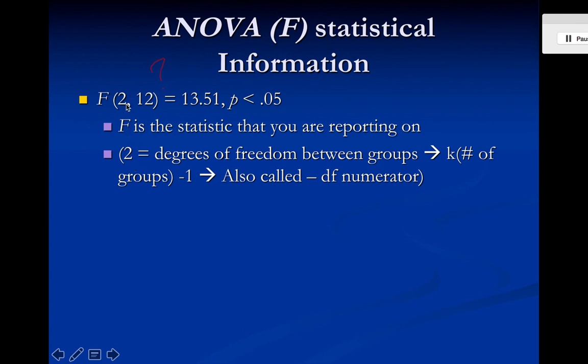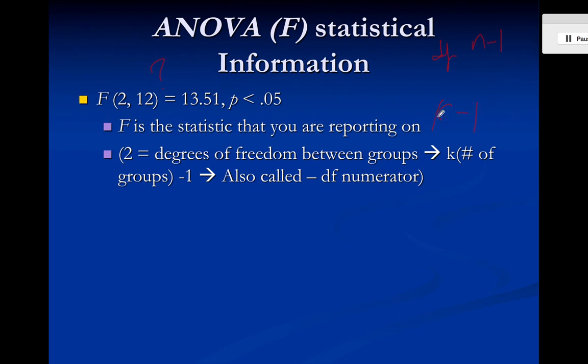The first value here that we have in parentheses is what we call degrees of freedom numerator, or also degrees of freedom between groups. How do we calculate degrees of freedom numerator or degrees of freedom between groups? This is equal to k minus 1. So remember that we've talked about degrees of freedom many times before, and we continue to talk about n minus 1 because of standard deviation, that was the denominator in standard deviation. And then in t-test, we took n total minus 2.